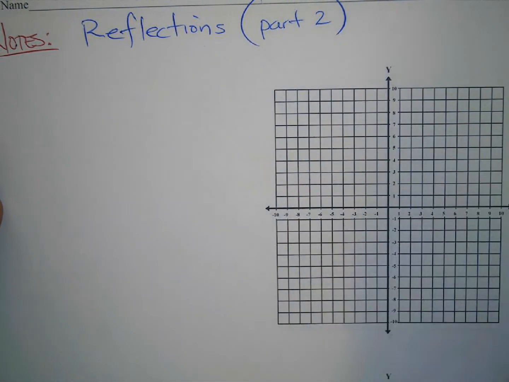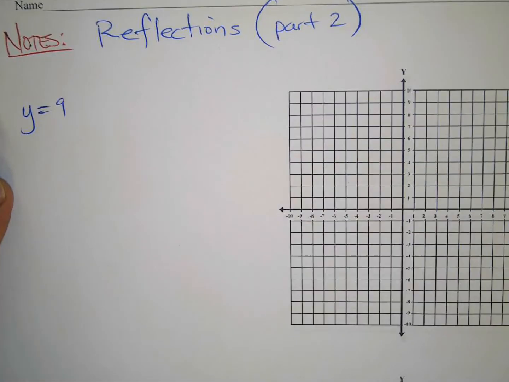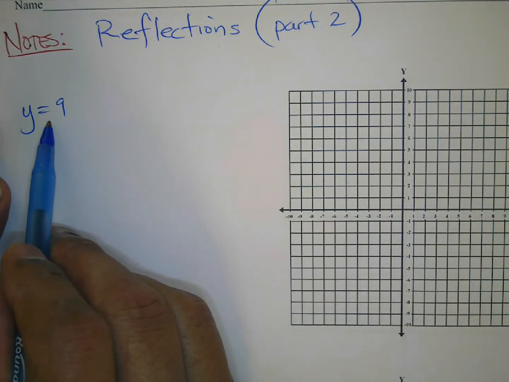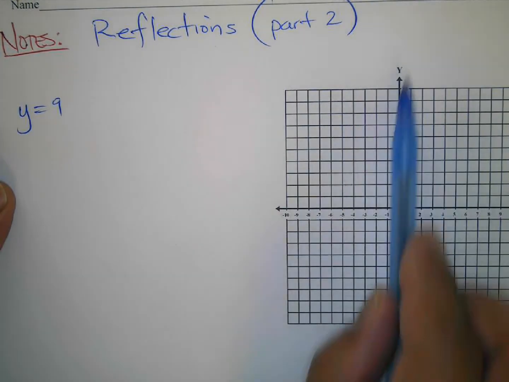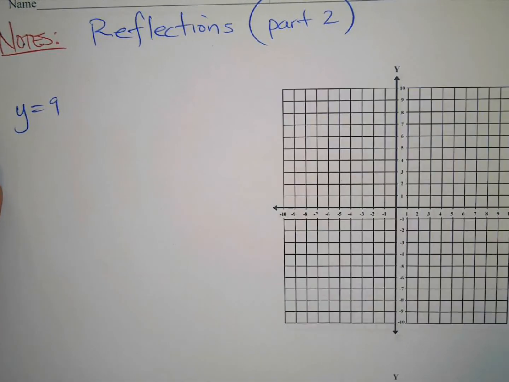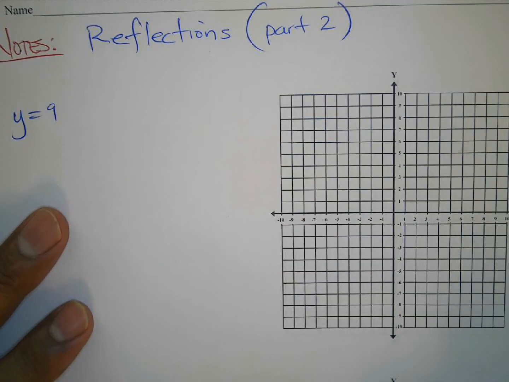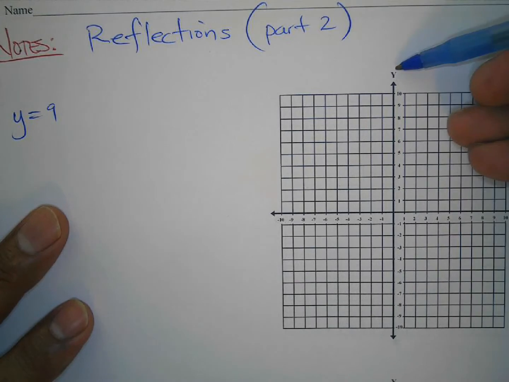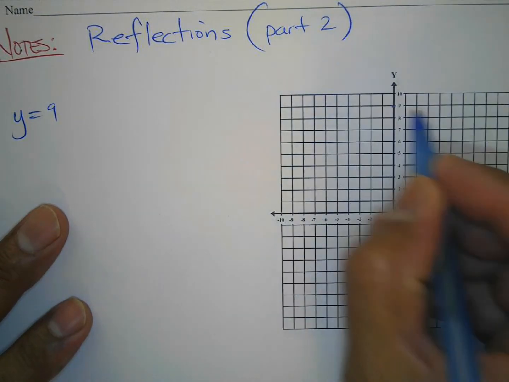So let's start with y. Let's say I have y is equal to 9. If they ask you to reflect something along the line y equals 9, you're going to treat it like an x or a y axis, but you're not using the x and the y axis. So what would be that line of reflection? Well, where's the y axis? Here. Where's y equals 9? Positive 9 would be right here.